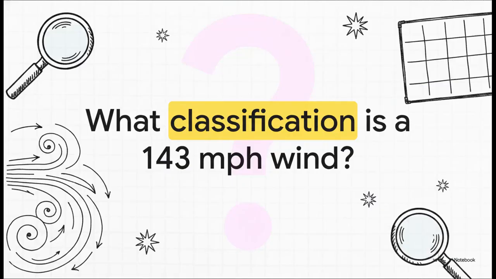So, let's test those newly minted detective skills. Picture that grid in your mind's eye, or look super closely if you snagged a mental snapshot, and tell me, where exactly does 143 mile per hour wind fit? Which classification gets assigned to that specific speed? Don't guess, use the grid.